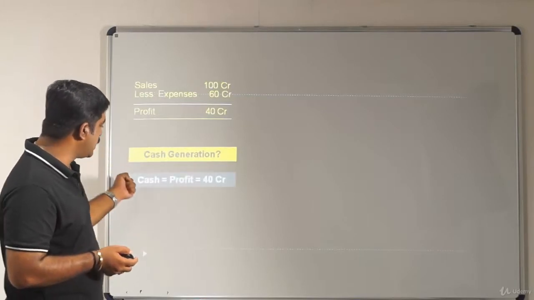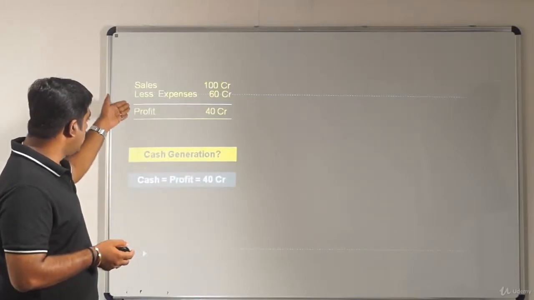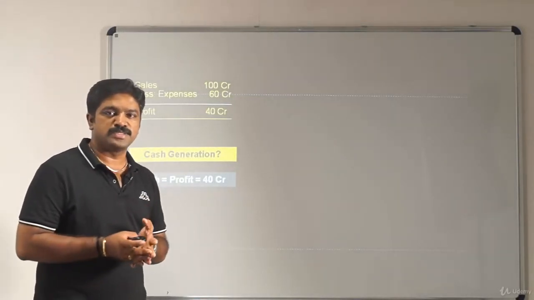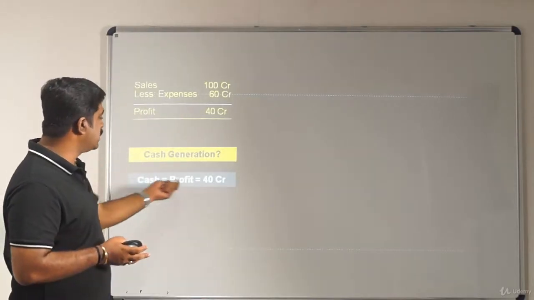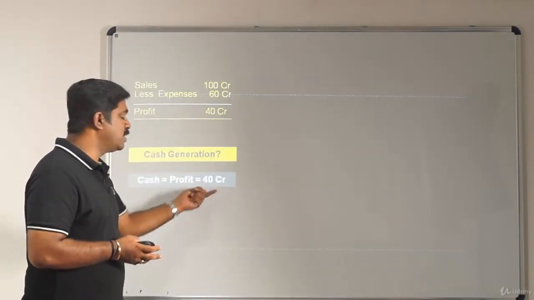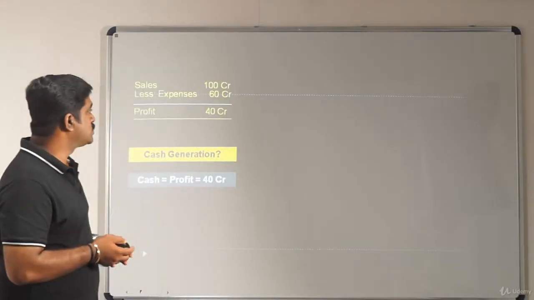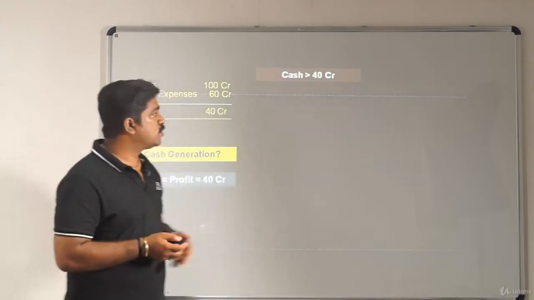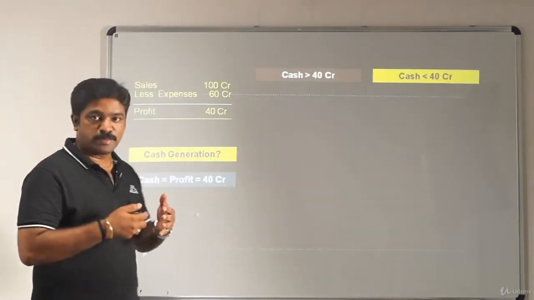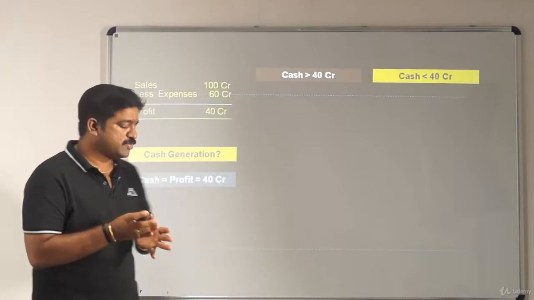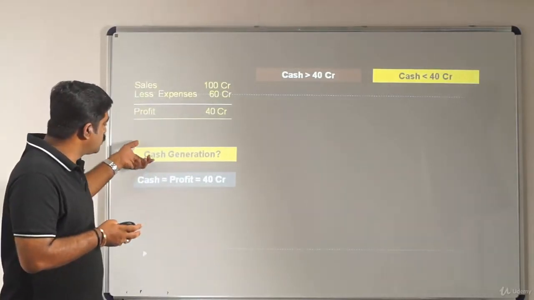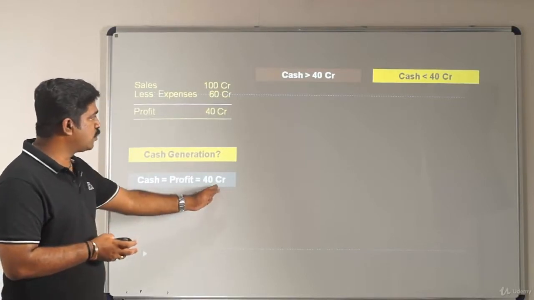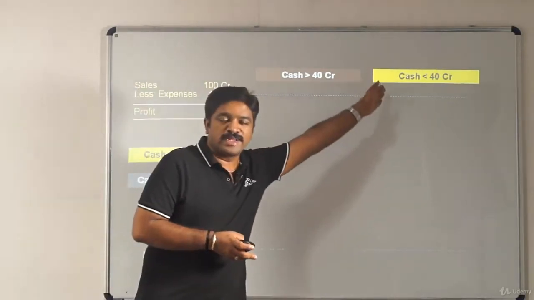Number one, you can say that cash is exactly equal to profit. I mean, the cash generated by this business unit is going to be exactly equal to profit, in which case it will be 40 crore. Or you can also say that the cash can be greater than 40 crore. Or you can also say that cash can be less than 40 crore. So basically we have three scenarios.